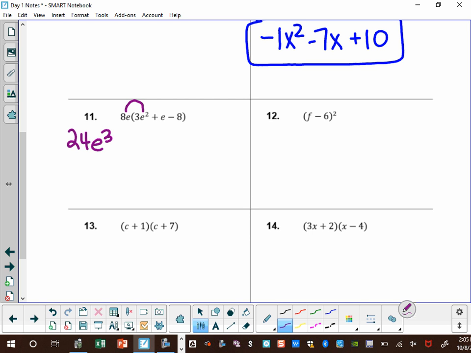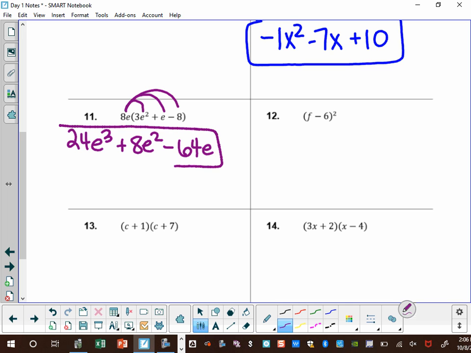And then 8e times positive e is going to give us 8e. There's how many e's now? 2. And then 8e times negative 8. What's 8 times 8? Negative 64, and I still have that 1e. What you need to do is ask yourself, how many e's do I now have?